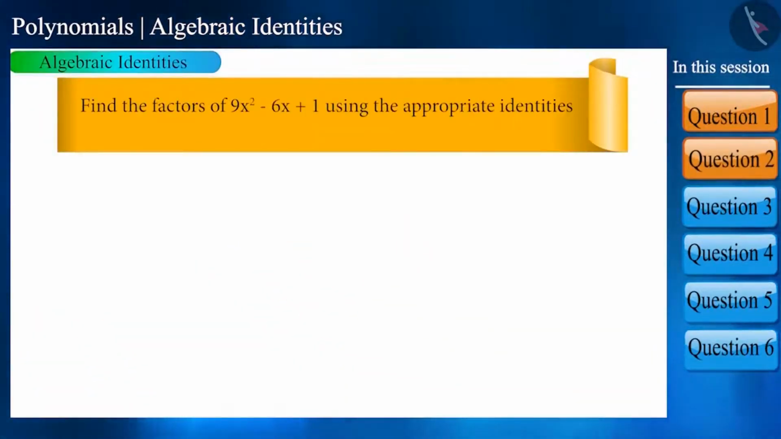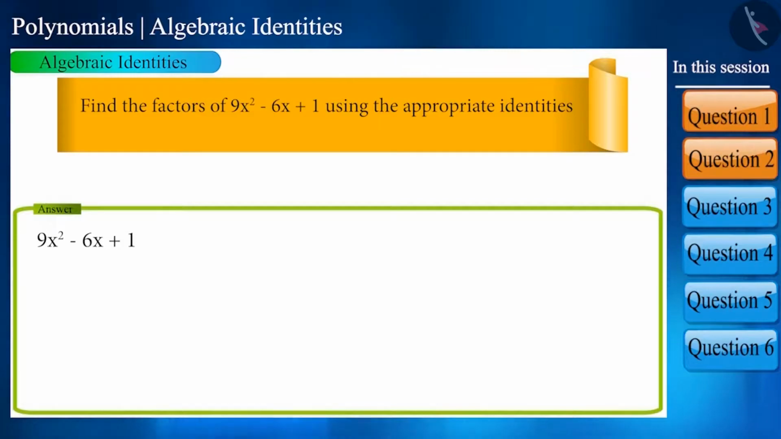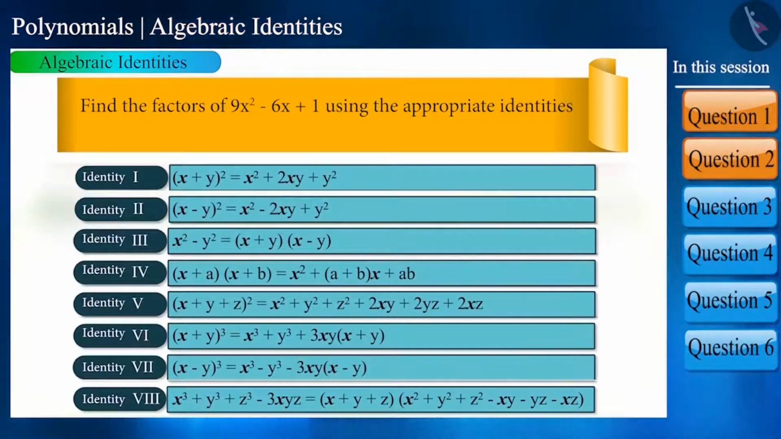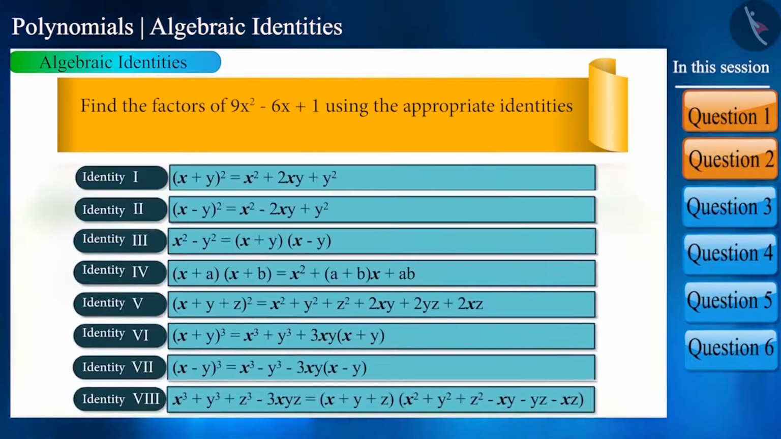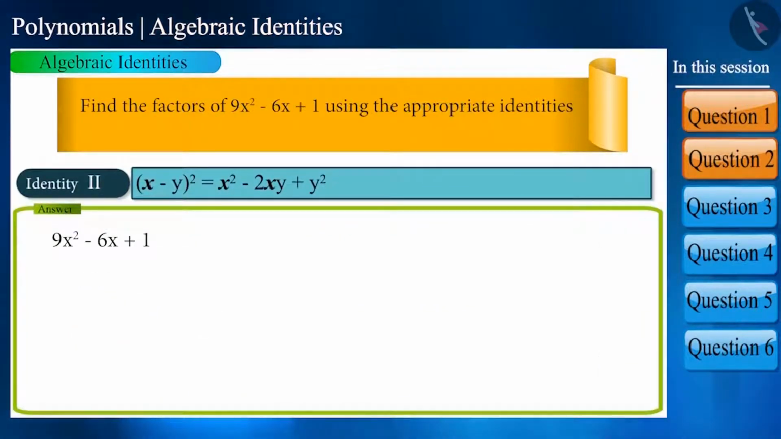Find the factors of 9x square minus 6x plus 1 using the appropriate identities. Which identity does this look like? Can you answer? In such cases, pay attention only to the variable, that is x square minus x plus dash. Doesn't this look like identity 2? If we write it like this, (3x) square minus 2 multiplied by 3x plus 1 square, then this becomes equal to (3x minus 1) to the power of 2.